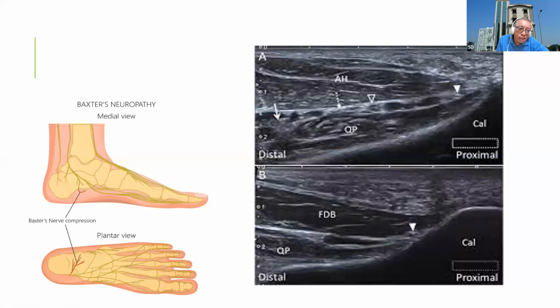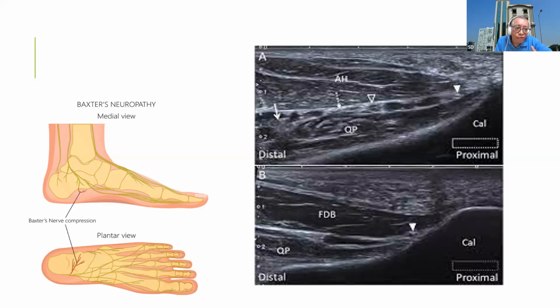In the ultrasound examination, if you see any signs of entrapment of Baxter's nerve, you can go there under ultrasound guidance and give either dextrose prolotherapy, or local anesthetic and steroid, to dilate the compressed part. This is the normal anatomical area where you can find Baxter's nerve. I think in the last class also, sir showed you the site where we can find Baxter's nerve in ankle ultrasound examination. He will be repeating it in the next class also.